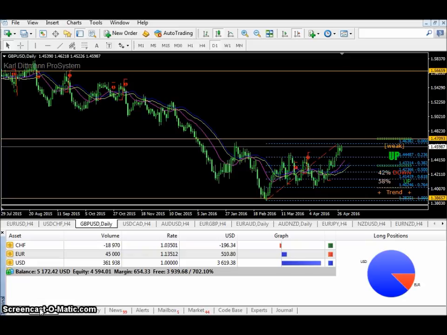I'm going to start at the first of the month and go up to 0.20, and now we're at $5,172.42 in profit.